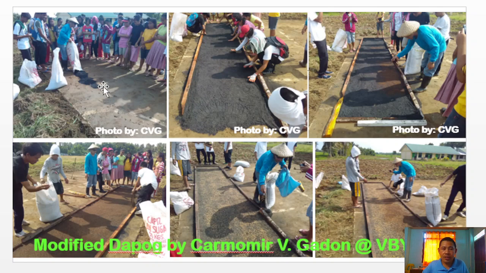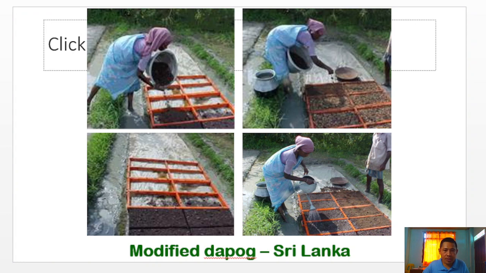You can see here that the carbonized rice hull is being laid here. Then pine sand and coco peat, and then the seeds are sown and covered with coco peat. So I prepared to cover the seeds with a composted coco peat. So this is their modified Dapod in Sri Lanka.